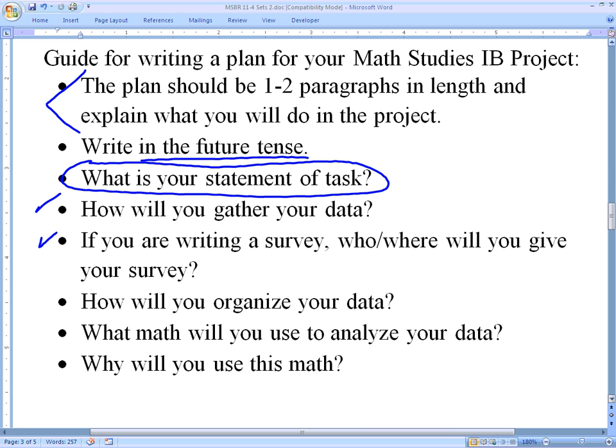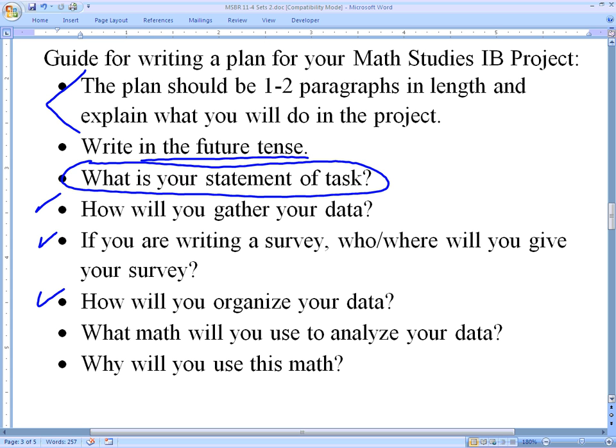Once you've collected your data, you need to organize it, and in the plan you need to say how you're going to organize it. So most of us are probably going to do a chi-squared analysis. So in order to do a chi-squared analysis, you'll have to arrange your data in a table, specifically a two-way table or a contingency table.